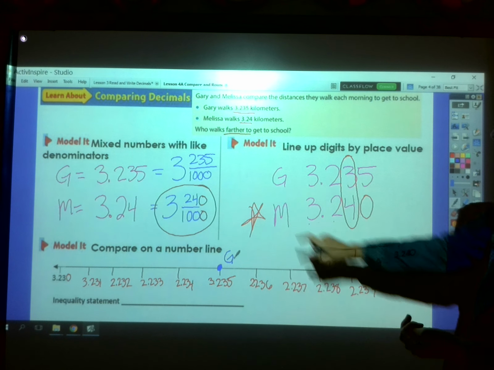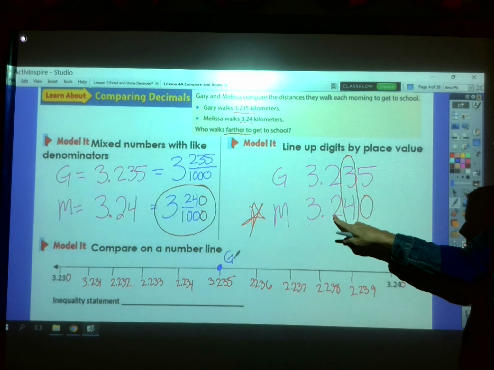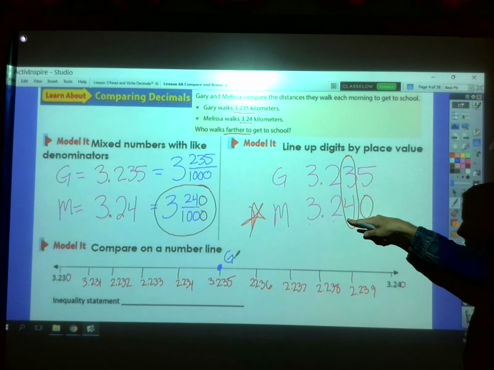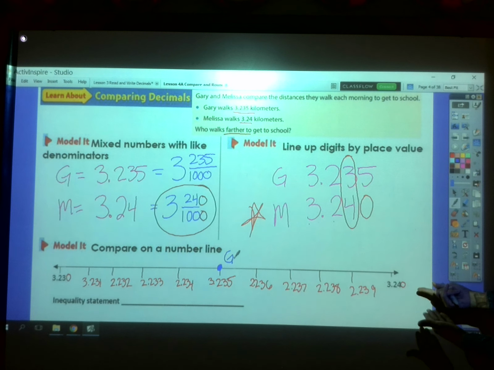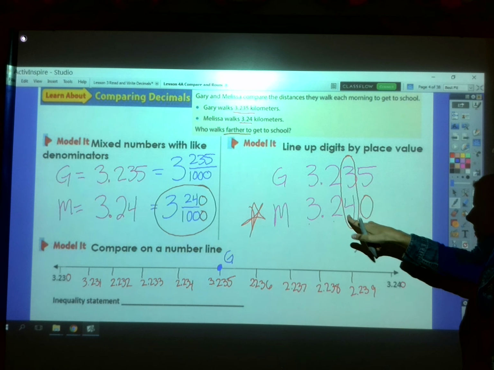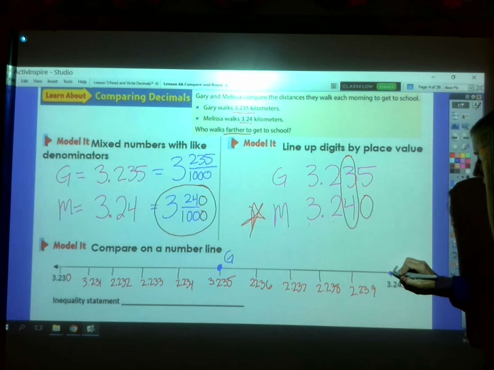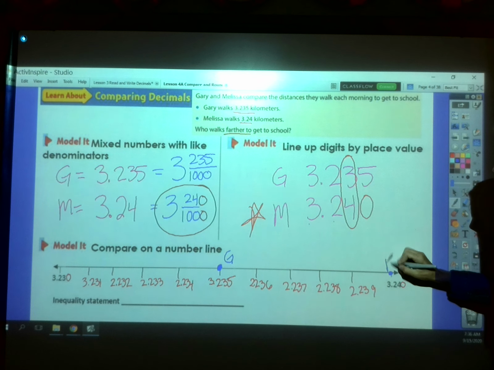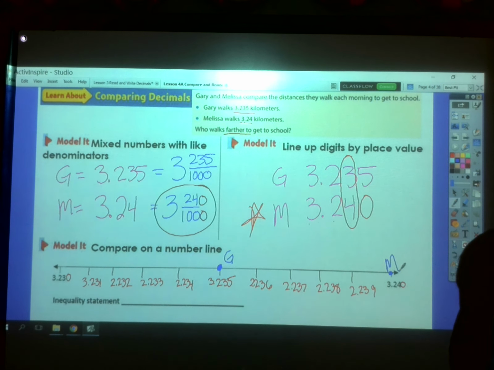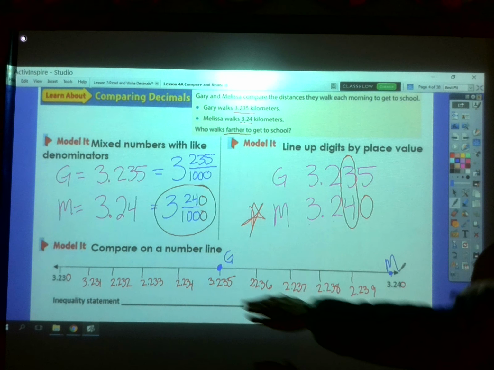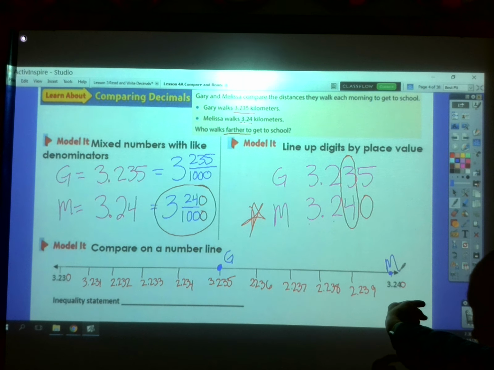Now, where's Melissa's? We're working only with tenths here, and we actually have that on the number line. Or I'm sorry, tenths, and it goes all the way to hundredths. So right here we have that, and there's Melissa's. So can you easily see on a number line that Melissa definitely went further?